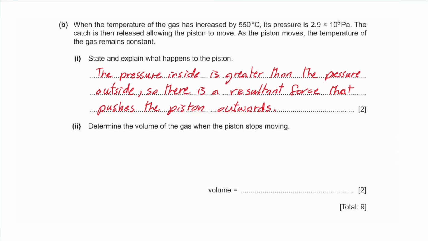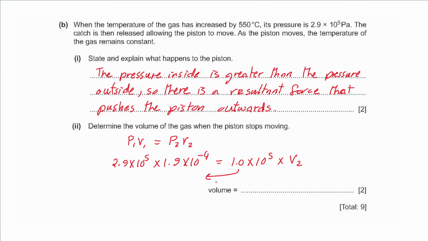I says, determine the volume of the gas when the piston stops moving. We can use P1 V1 is equal to P2 V2 or PV equal constant. The initial pressure here is 2.9 times 10 to the power of 5, and the volume from the previous page was 1.9 times 10 to the power of negative 4. After the piston stops moving, the pressure will return to atmospheric pressure, which was 1.0 times 10 to the power of 5 from the previous page. And then we have only one unknown, which is V2. We divide the left-hand side by 1 times 10 to the power of 5 to get the volume. It is equal to 5.51 or 5.5 times 10 to the power of negative 4 meters cubed.